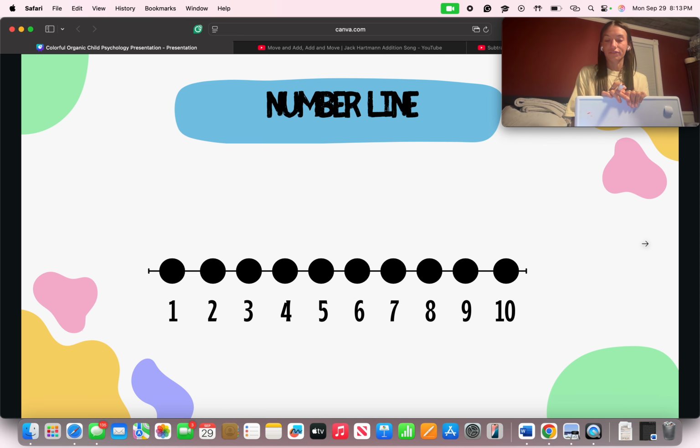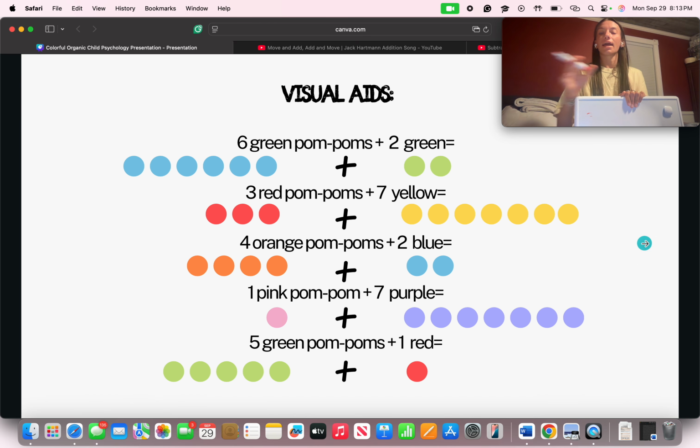For my learners with different needs and my English learners, a number line and a visual aid will be provided to you.